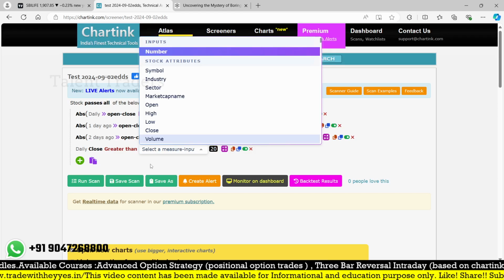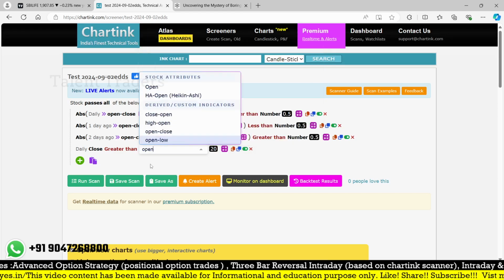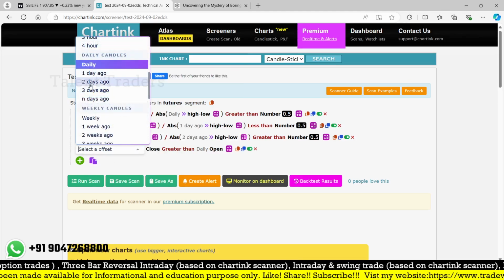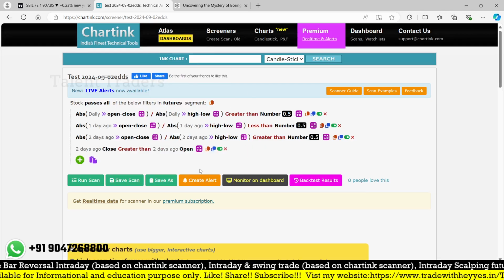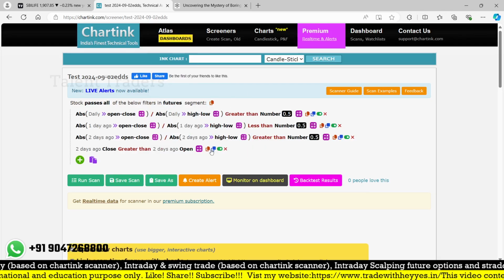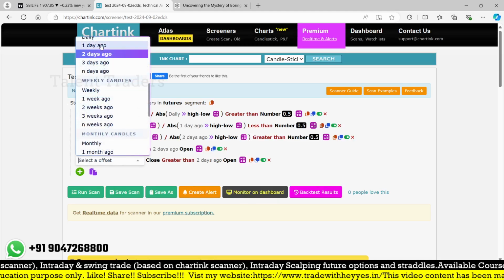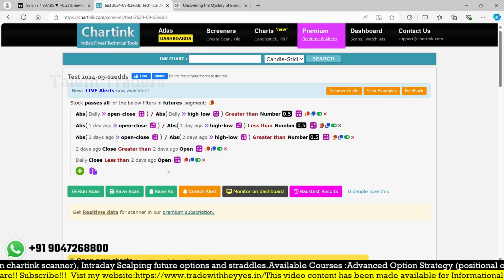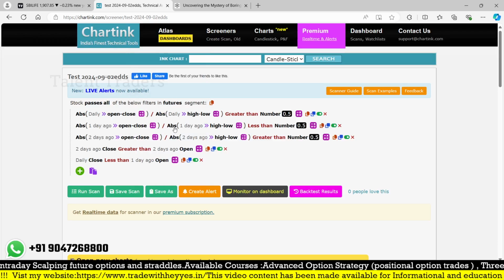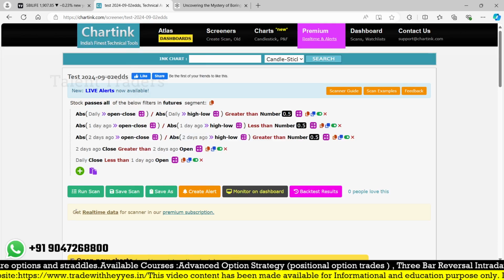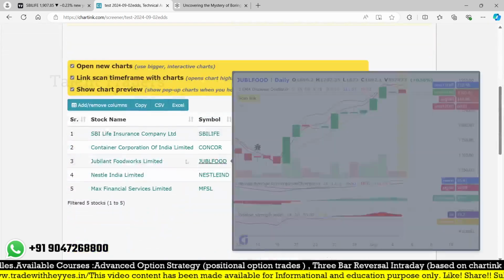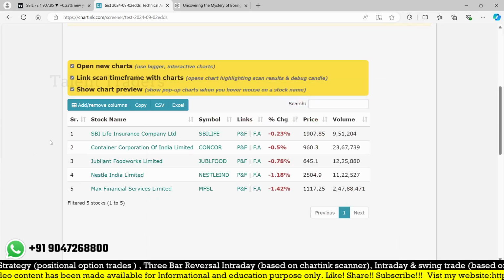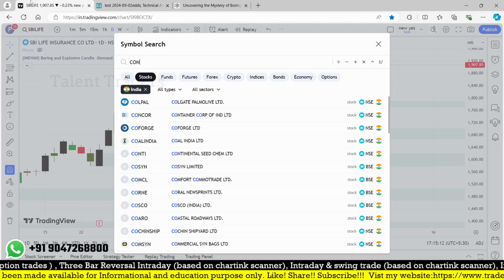Okay, so daily close is greater than that day's open, and it should be two days ago. So two days back we have to get a green candle, and one more condition, daily close is less than. So we are fetching the data by today's candle and the candle from two days ago. Initially we had a lot of stocks, but now you can see only a few stocks: Container Corporation and Jubilant Food, Concor.